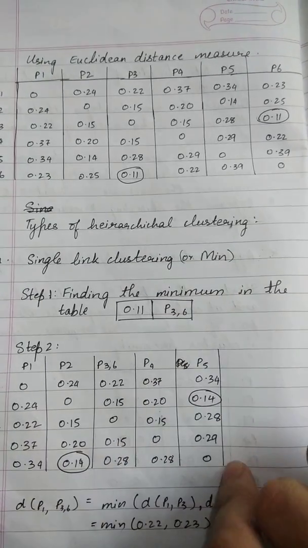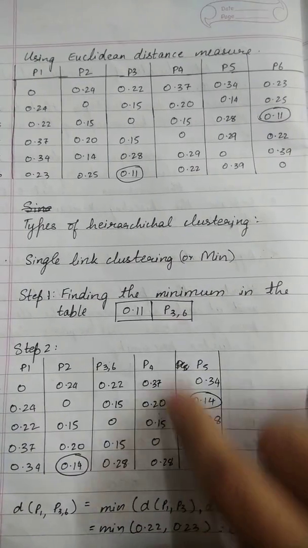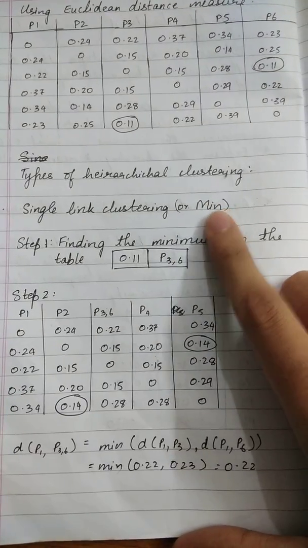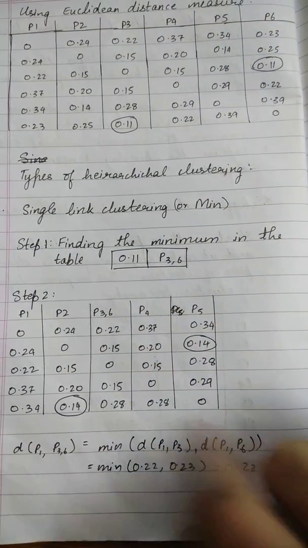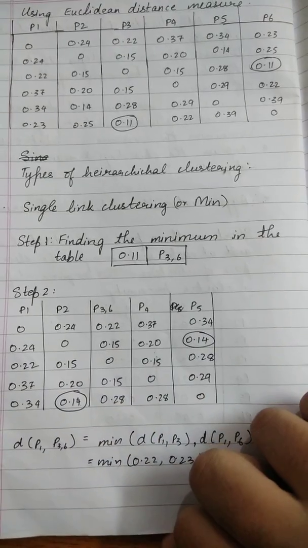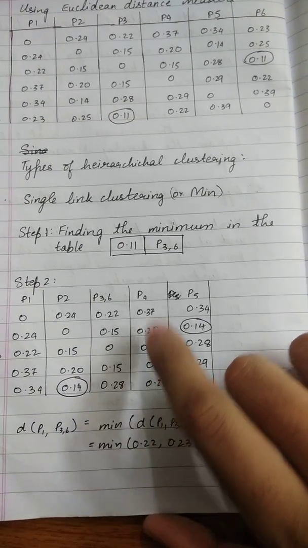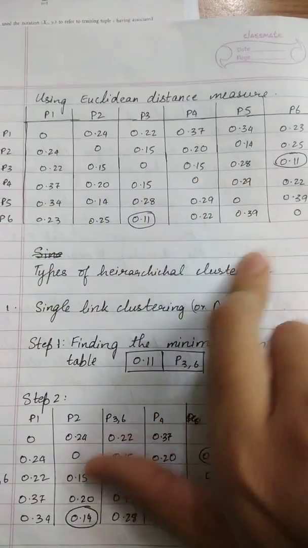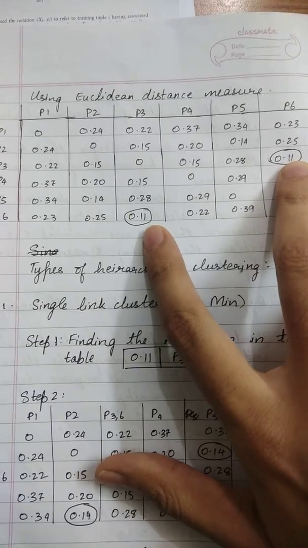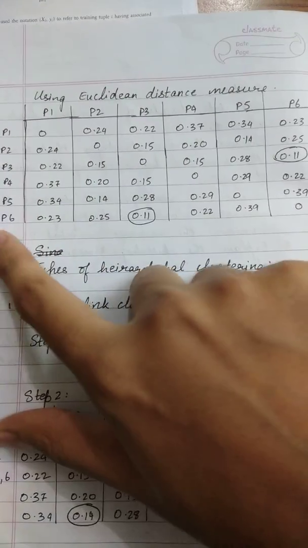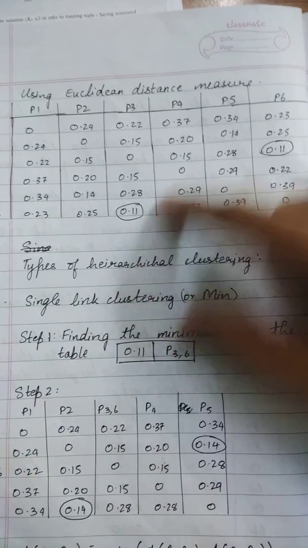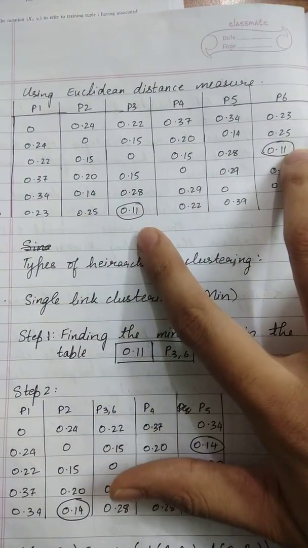Then the type of hierarchical clustering we're doing is called single link clustering or minimum clustering. Why we call it minimum clustering is at each step you keep considering the minimum values that you get. So step 1 would be to find the minimum in this table. So I'm going back to this. In this entire table, 0.11 is the minimum, at the intersection of P6 and P3. So the first step would be to find the minimum.